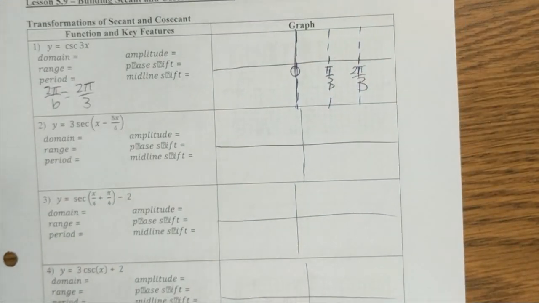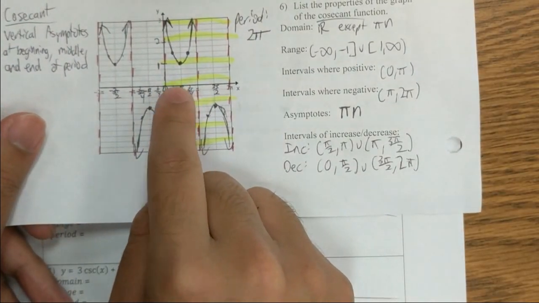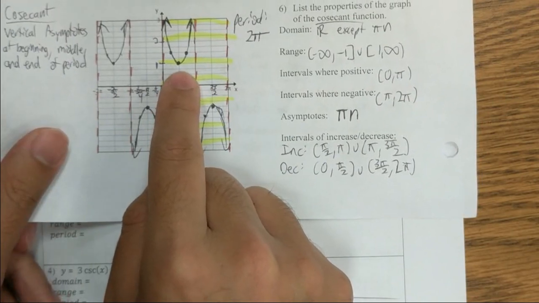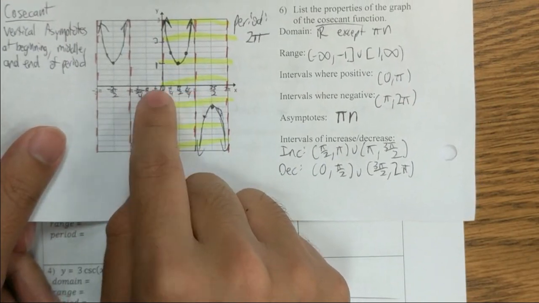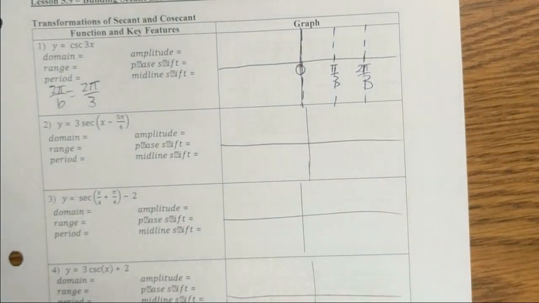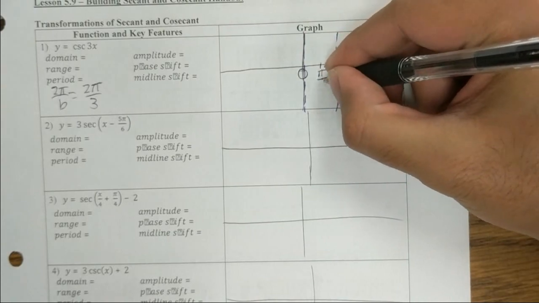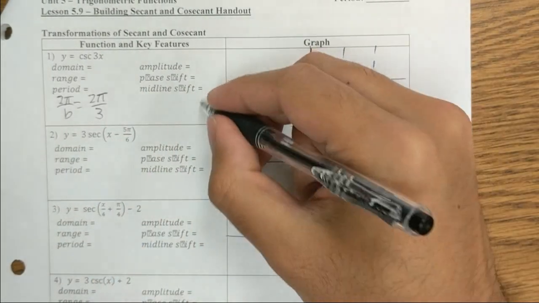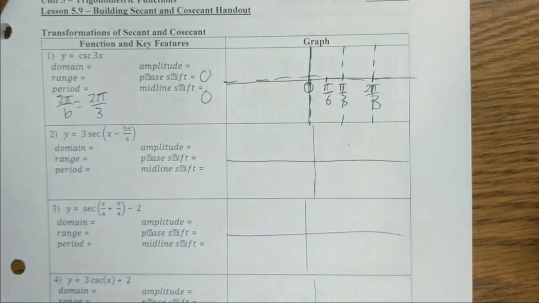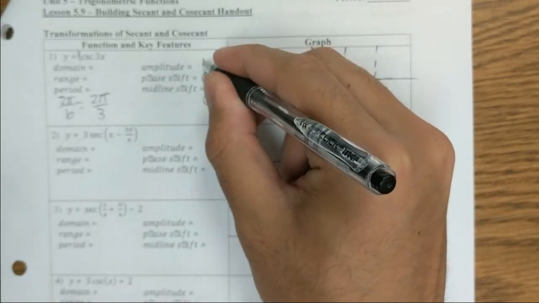Okay, so what else do I know about the cosecant function? Halfway between the first two vertical asymptotes, there's an upwards opening curve, and the vertex is halfway between the two asymptotes. Okay, so halfway between 0 and pi over 3 is pi over 6. There's no midline shift, so the midline is still y equals 0, and the amplitude is 1.